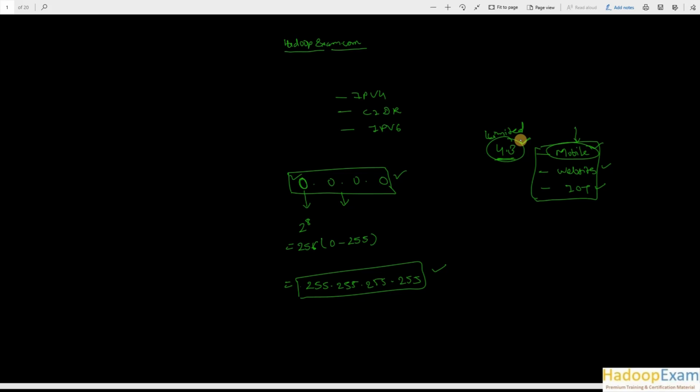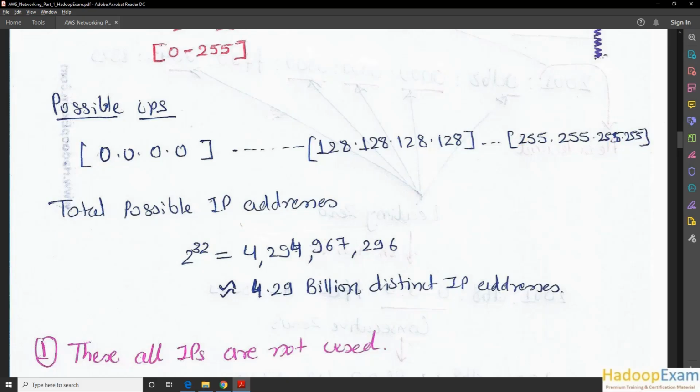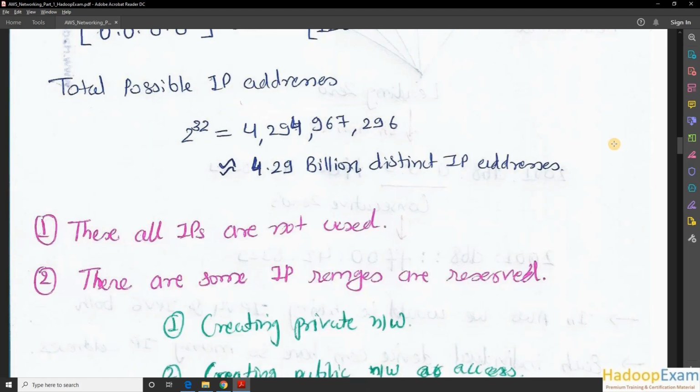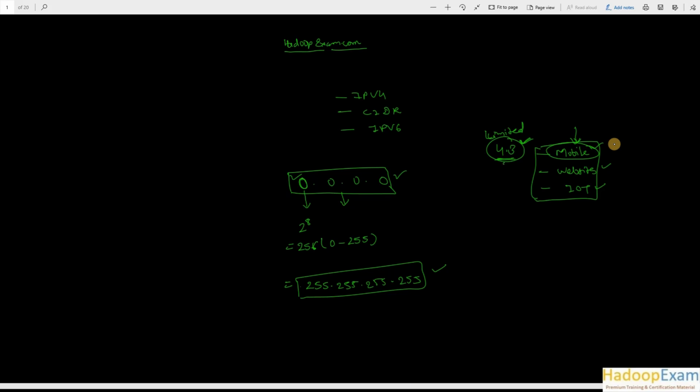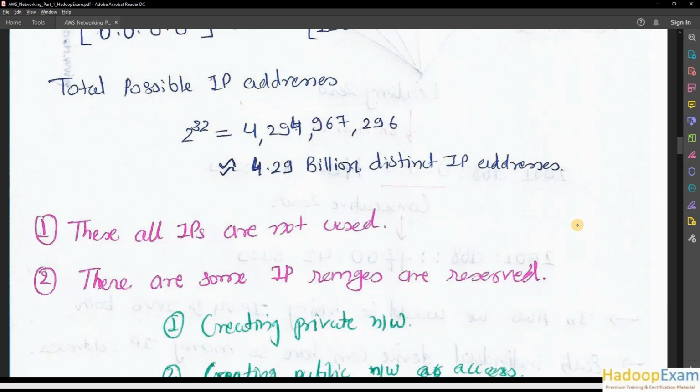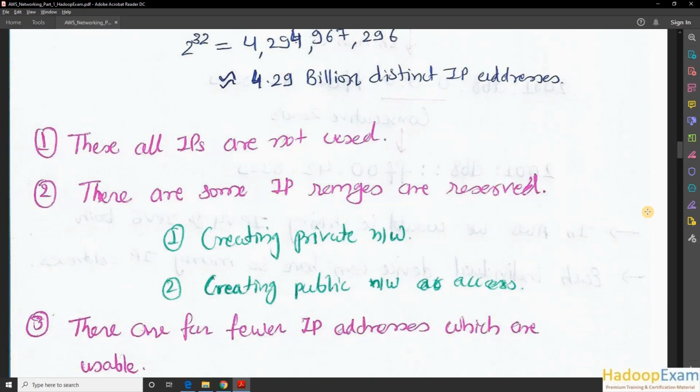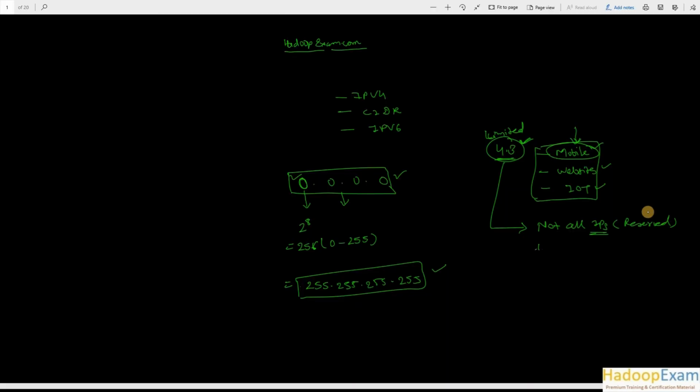We would be discussing this later on, but in IPv4 it is possible: even with limited IP addresses, you can serve more than 4.3 billion devices. Obviously there are some workarounds to do this, but this is not a final solution. Now, even out of this 4.3 billion IP addresses, not all the IPs we can use. Some of the IPs are reserved for particular purposes, like creating a private network.